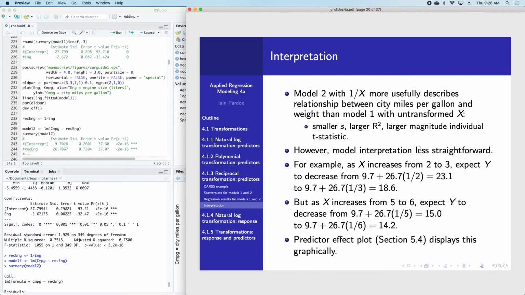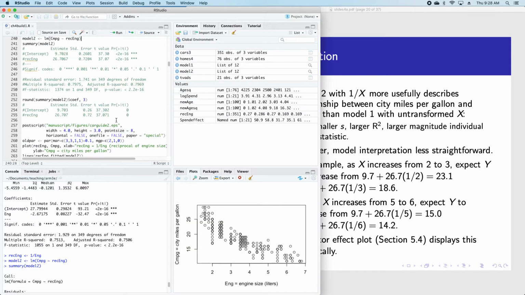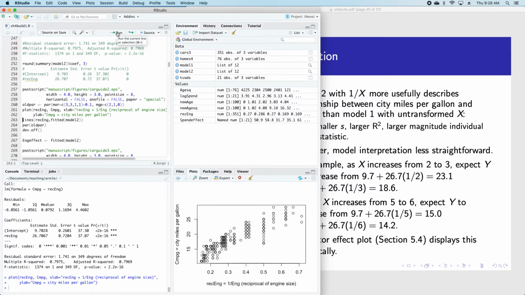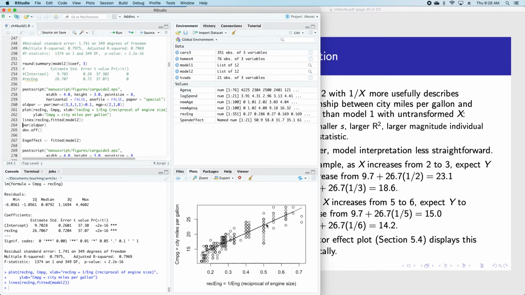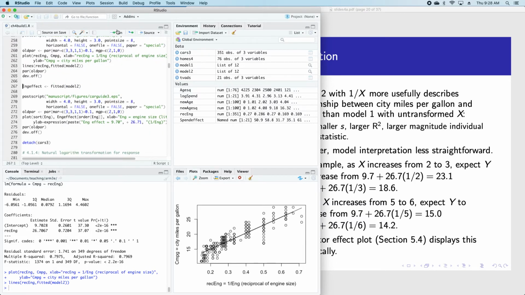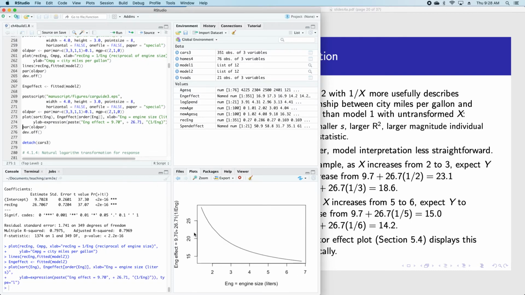And again, model interpretation much less straightforward. We could do some calculations to evaluate it numerically, or we can draw a predictor effect plot, and in this case, it's going to look like this. Actually, no, this is the plot showing the relationship between y and 1 over x. But for the predictor effect plot, I actually want to have x on the horizontal axis. So this is what I want. So here's a predictor effect plot for this example.